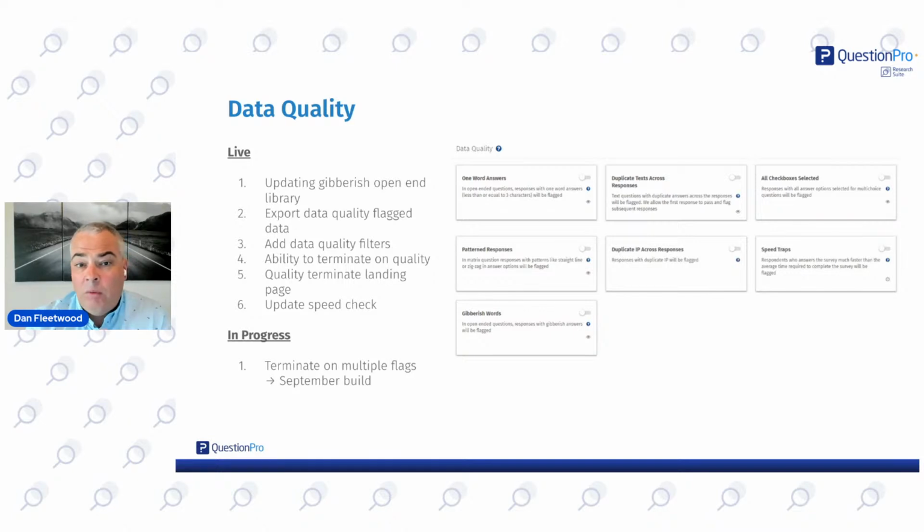Ability to terminate on data quality, so have the ability to terminate across multiple data quality. So if you have one-word answers turned on and you have, let's say, pattern responses, if both of these conditions are met and the respondent fails on both of these, then they'll be terminated.